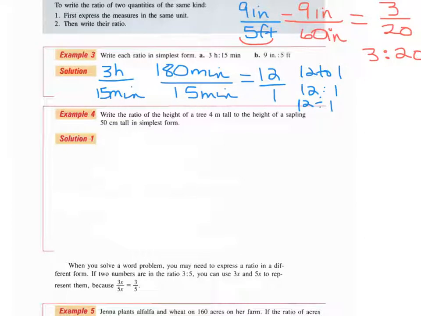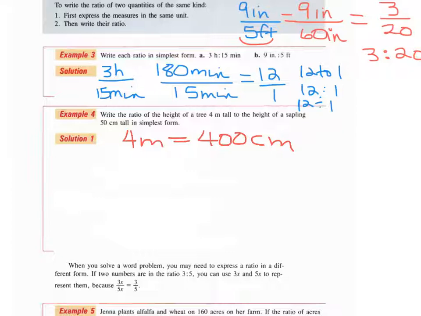Okay, the next one, it says the ratio of the length or the height of a tree that's 4 meters tall and the height of a sapling that's 50 centimeters tall in simplest form. So here we need to convert the meters into centimeters. I know that there are 100 centimeters in a meter. So I'm going to convert that. So I know that 4 meters is equal to 400 centimeters.